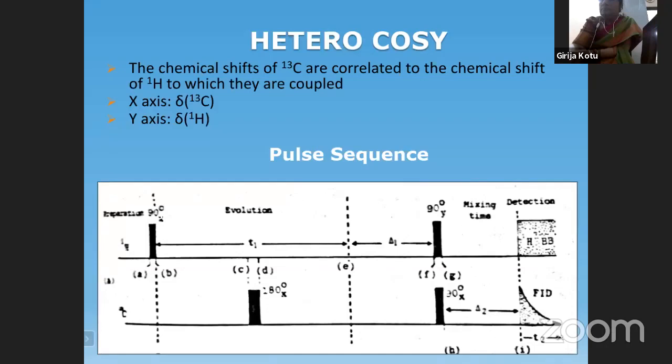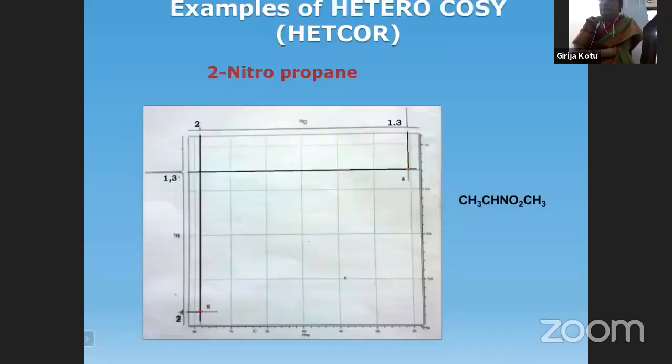The pulse sequence is given here. So on the top, the irradiation is with reference to the proton channel. On the bottom, it is with reference to C13. So here again, hetero means, as I said, 2 channels. Homo means only 1 channel. So in homo J-resolved, we have seen only 1 channel. And in homo COSY also, we have seen only 1 channel. But in hetero J-resolved and hetero COSY, we are seeing 2 channels.